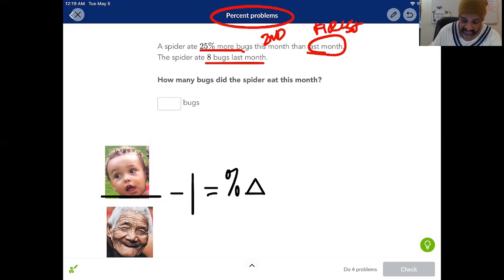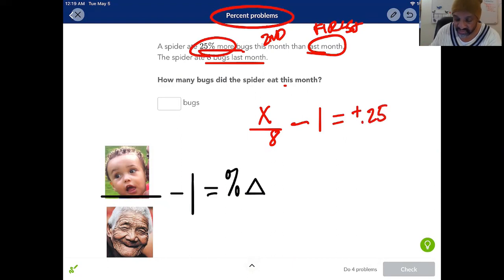So here's what we have. We know what last month was. That's going to be our first number. Now we're trying to find the second, and we're going to put X in there for the second month, because we don't know how much they ate for the second month, or this month. And then we're going to subtract 1. And we should get 25% more. So that's going to be plus 0.25. All right, so now we've got X divided by 8 minus 1 equals 0.25.